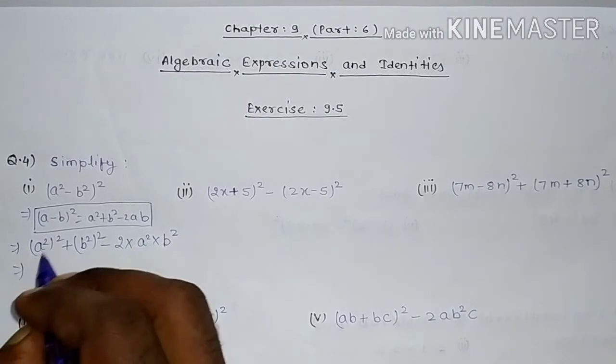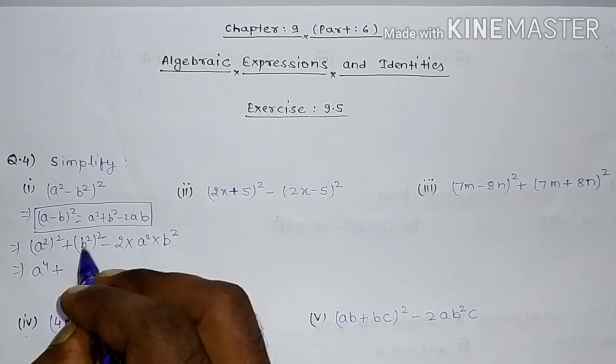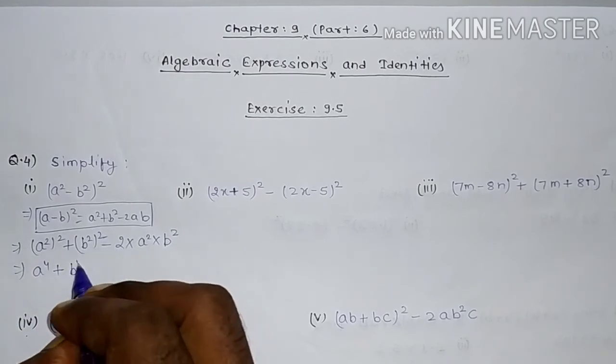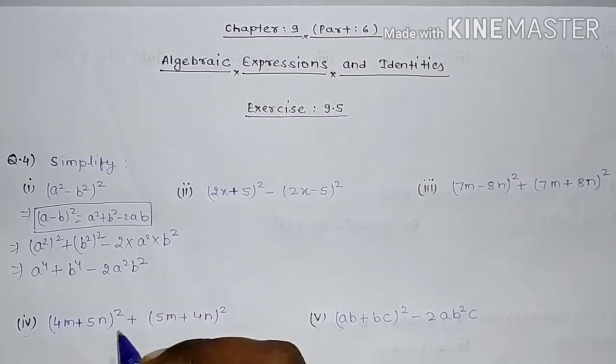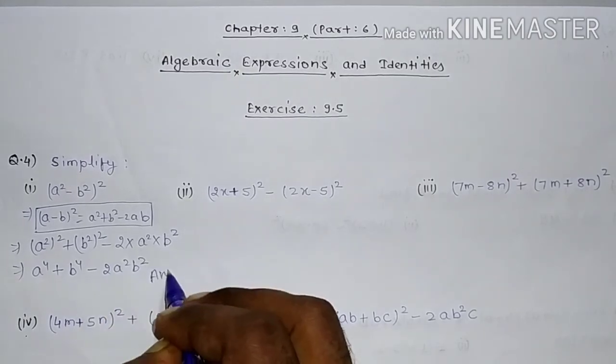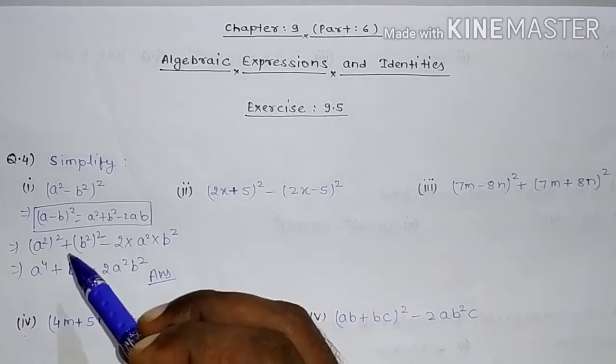So just simplify it. A square to the whole square, that is a to the power 4, plus b square to the whole square, that is b to the power 4, minus 2a square b square. Now this is the answer, and it's the simplification of this question.